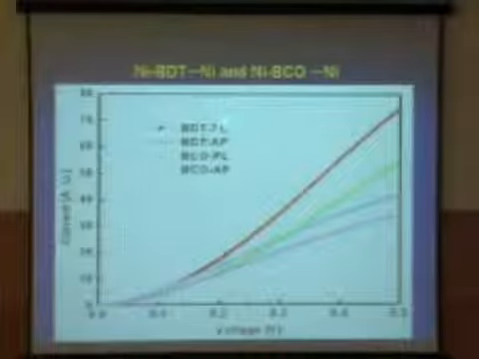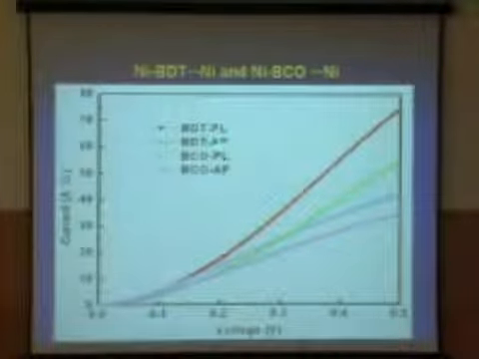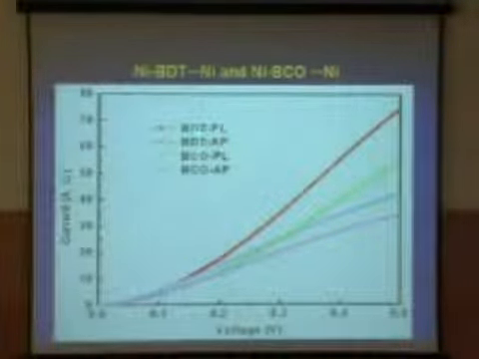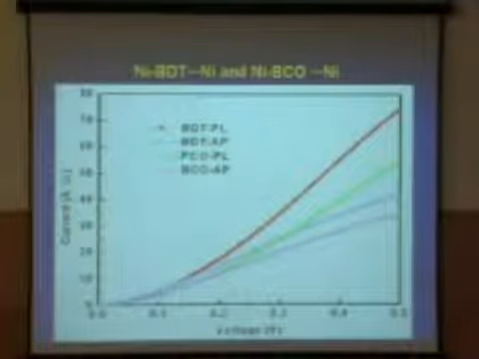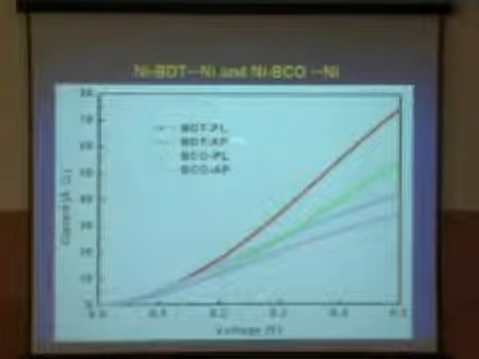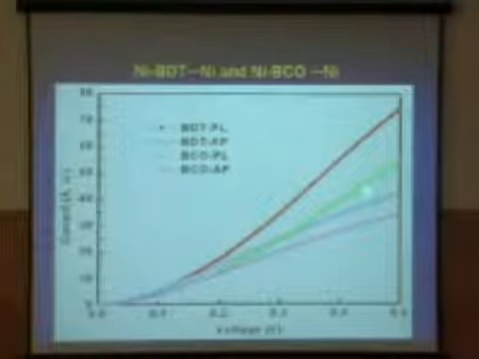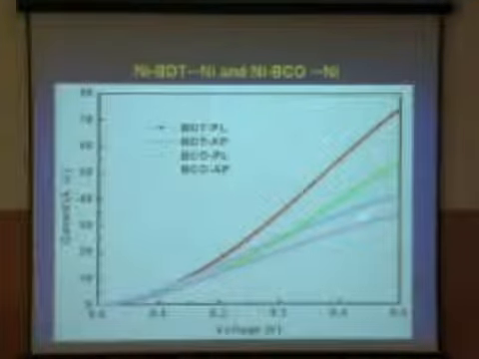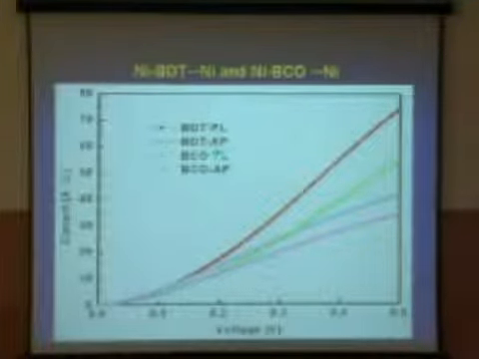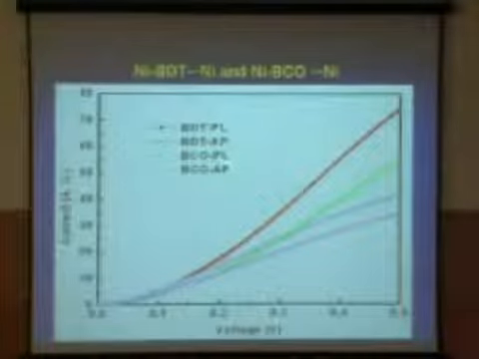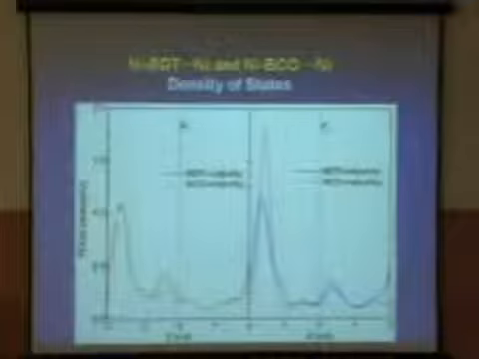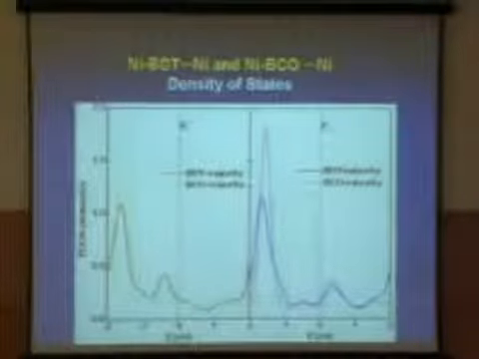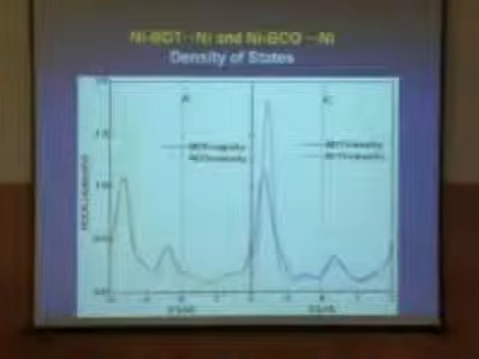So again, PL is parallel, AP is anti-parallel. The red is for BDT, and the PL for BCO is green. Anti-parallel is blue for BDT, and anti-parallel for BCO is in this color. So there is indeed a difference between BCO and BDT. Again, why? So let's look at the density of states, which comes from first principles calculation.